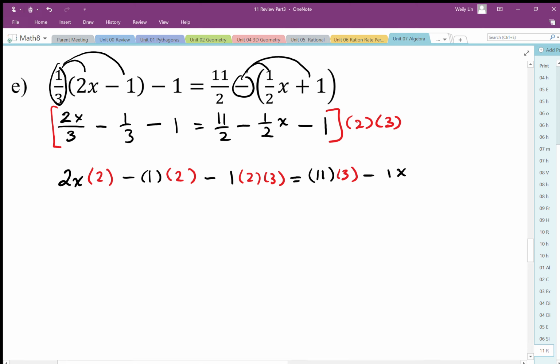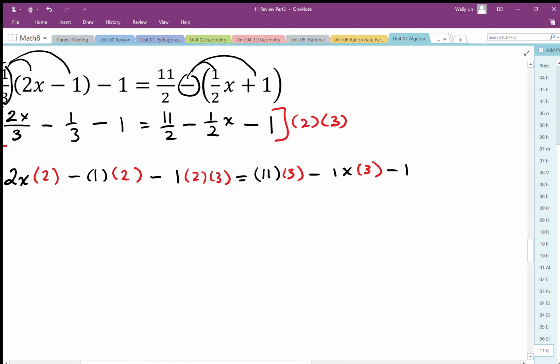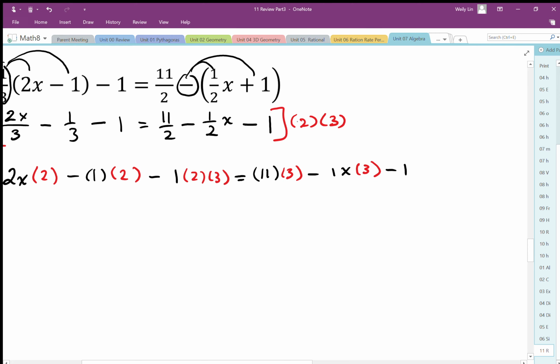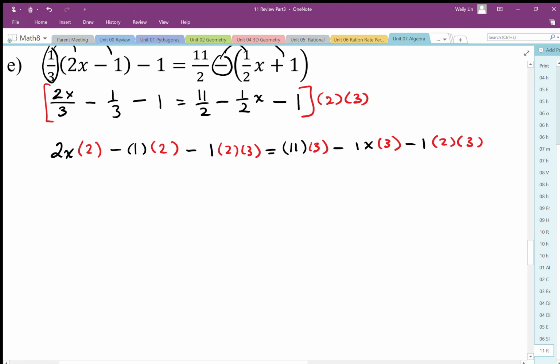What did not cancel is the times by 3. And then the minus 1, nothing canceled out. There's still going to be negative 1 times 2 times 3, which is going to end up being negative 6. Okay, so those are all my terms. I'm now just going to multiply this out. So I end up with 4x minus 2 minus 6 equals 33 minus 3x minus 6.